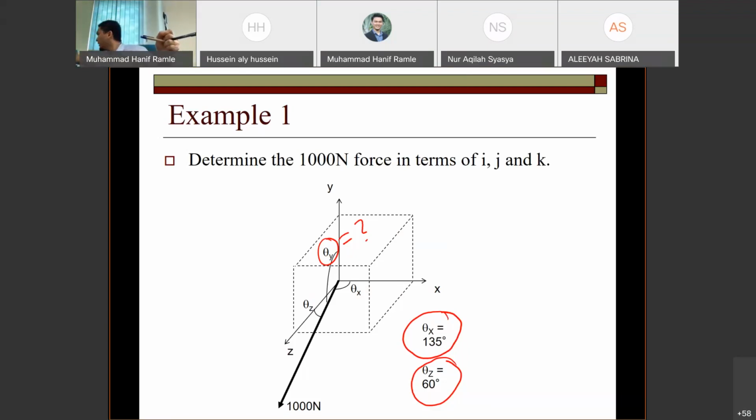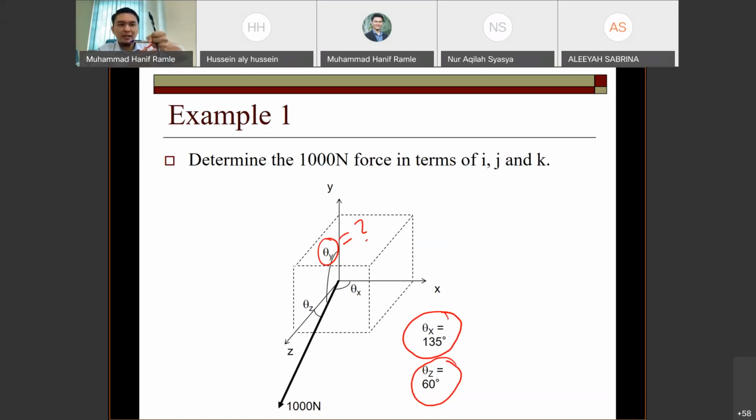Let me take another pen. The red pen is your force. You have to imagine like this, with the x, y, and z axis. If you want to look at the angle, you have to measure from axis to the force. For example, for theta x, your theta x is from x axis here to the force here. So theta x is 135 degree.